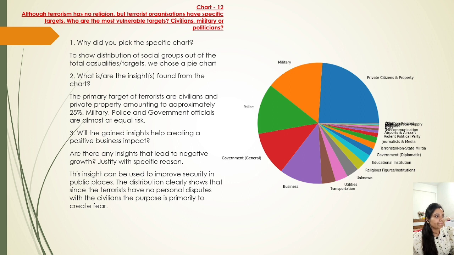We chose a pie chart. Here the primary targets of terrorists are civilians and private property, amounting to approximately 25%. Military, police and government officials are at almost equal risk. This insight can be used to improve security in public places. The distribution clearly shows that since the terrorist attackers have no personal disputes with the civilians, the purpose is primarily to create fear.